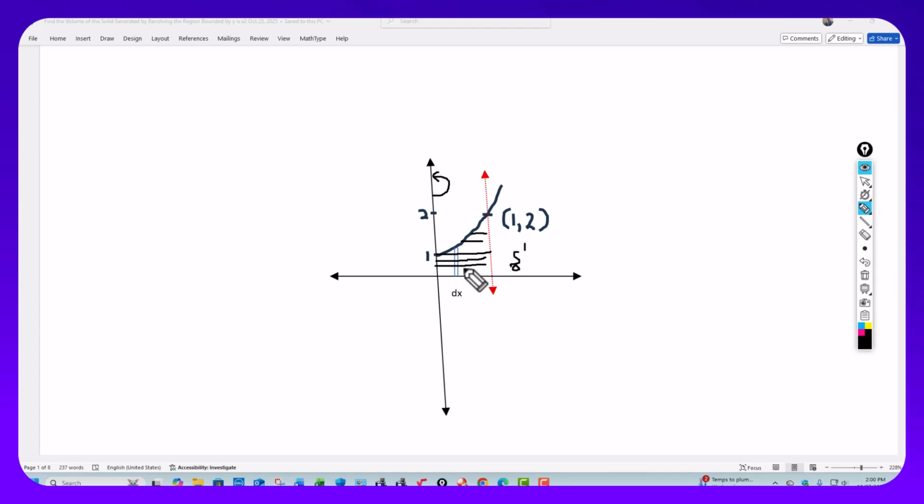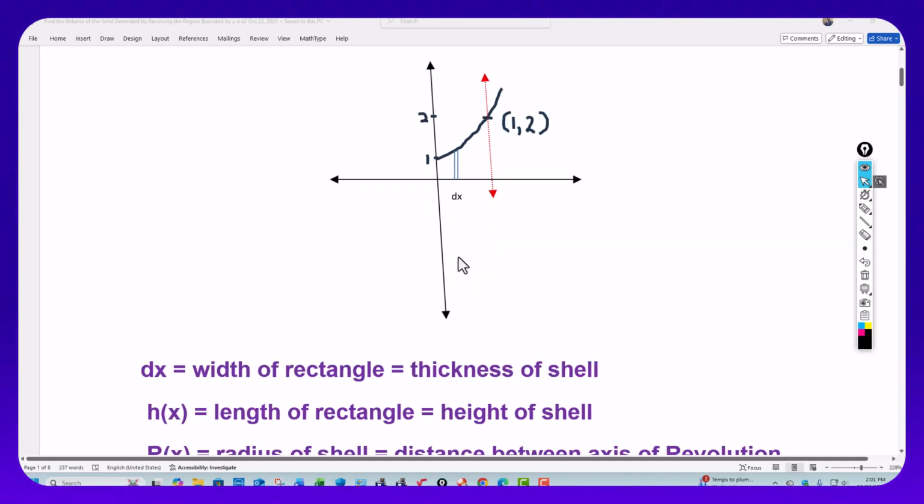So we'll set this one up after we do it the method I prefer, and that's the shell method, where in this case, as we saw on the previous video, the rectangle has to be parallel to the axis of revolution, which is the y-axis. With the disk method, or the disk/washer method, the rectangle has to be perpendicular.